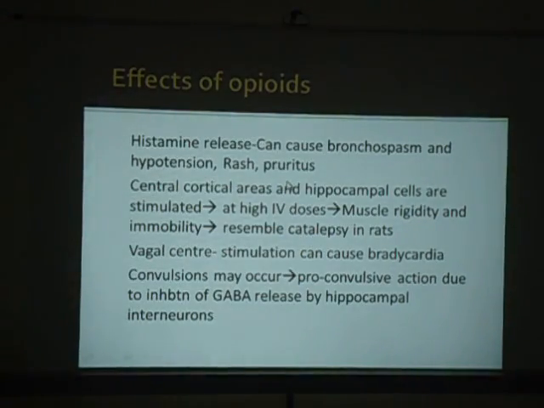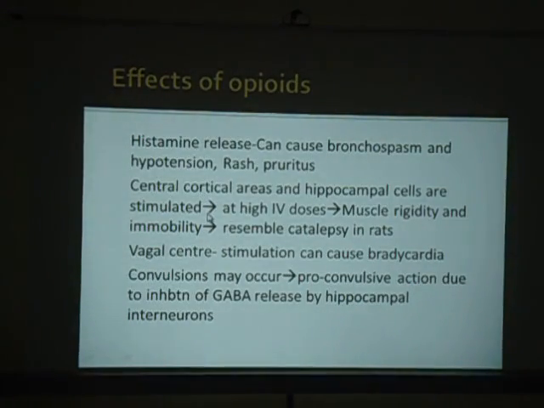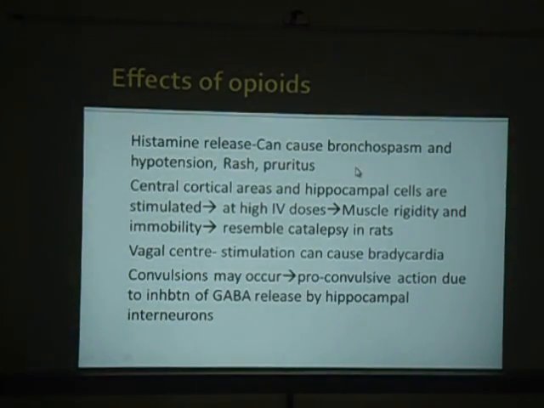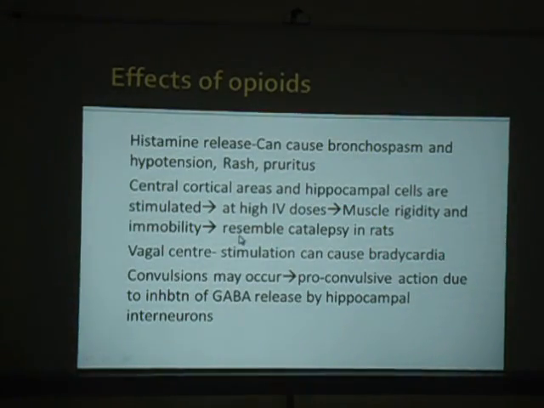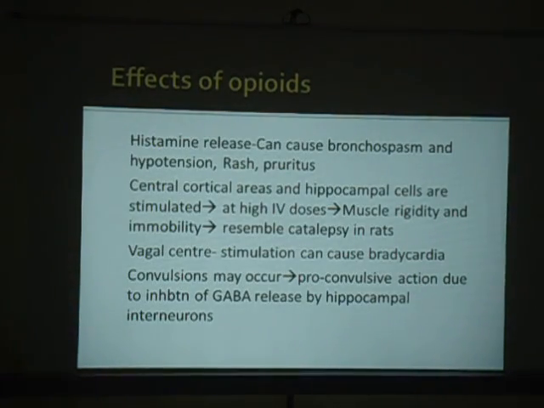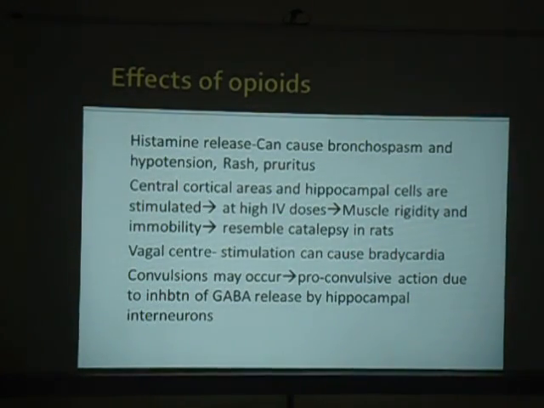Then at high doses it can cause muscle rigidity and immobility. It resembles catalepsy in rats. We have discussed what is catalepsy in the last class. So convulsions can occur. Okay, we have discussed the inhibitory neurotransmitters such as GABA, its enhancement, or the inhibition of the glutamate receptors. Okay, glutamate is the excitatory, GABA is the inhibitory. Any alteration which can be produced by our opioids can lead to aggravation of epileptic attacks.